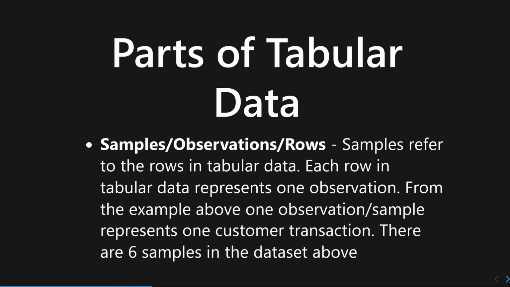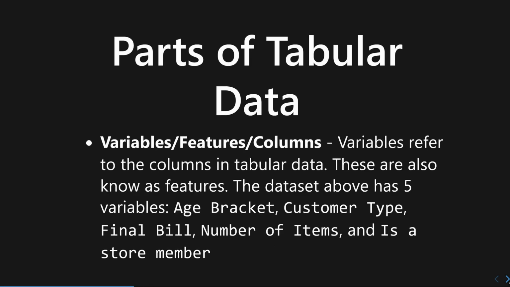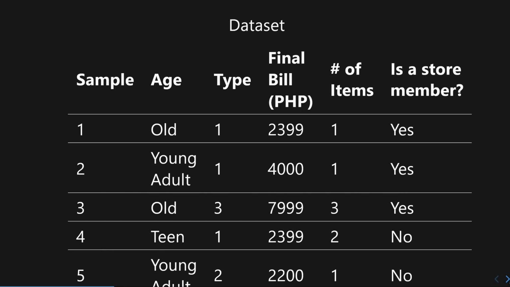You also have samples, also known as observations or rows. These refer to the rows in your tabular data. Each row in tabular data represents one observation. So from this example, every row is one observation, every row is one sample. And depending on the context, a sample can mean different things. For this context, the samples would refer to a specific transaction. Sample number 1 is a specific transaction, sample number 2 is another transaction, sample number 3 is another transaction, and so on.